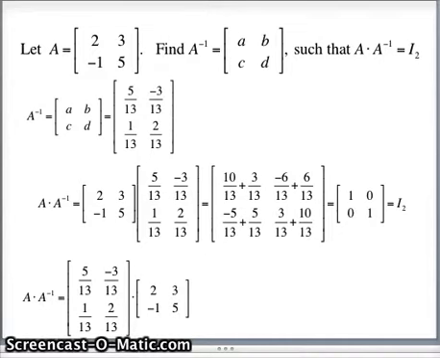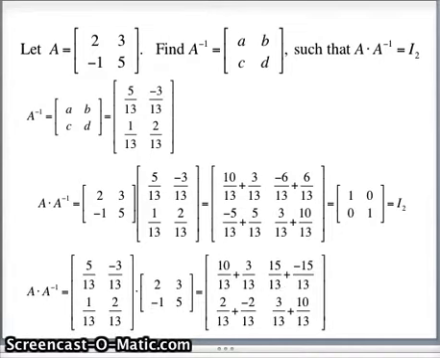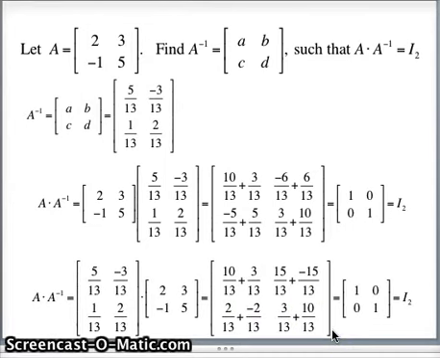So A times A inverse will equal that, which gives us those values when we circle the rows in the first column, in the first matrix, circle the columns in the second one. 10/13 plus 3/13, 5 times 3, 15/13, and -15/13, 0 here. 1/13 times 2, 2/13, and -2/13, and then in the last spot, 3/13 and 10/13. Indeed, that is also I2.